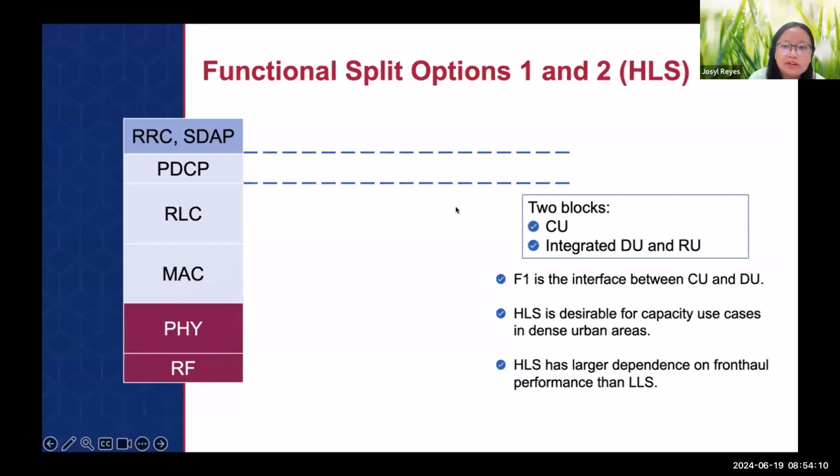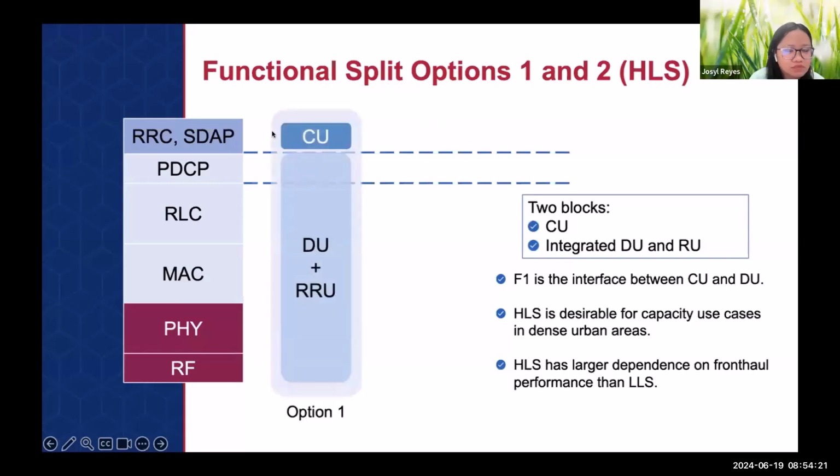So for the high layer split, we have what we call options 1 and 2. They differ in where the split is made. So we specify what is assigned to the CU. In the CU, it can have the two components here or two protocols here. And then all the others are assigned to the DU and RRU. So all the other protocols are there. That's option 1. Sometimes these are combined. The combined DU and RRU is what we call the RDU.